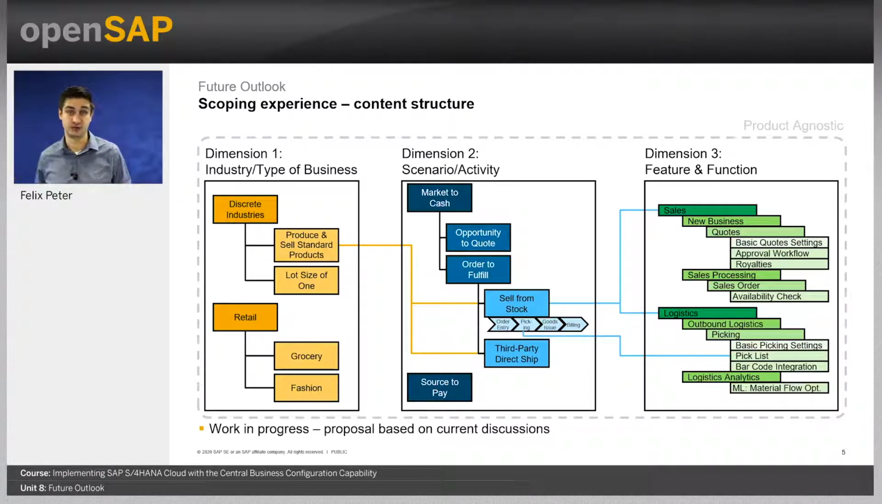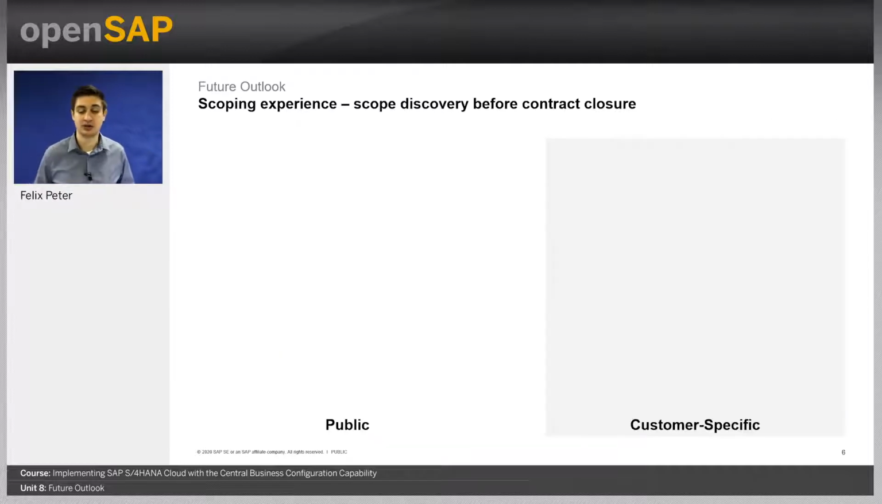So also here, we again have a pre-selection from our business scenario point of view down to the feature and function view. So with that content structure, what we will be able to do is really helping customers from the selection of the industry down to a level of features and functions so that they get a comprehensive overview about our offerings. So how does that map into our scoping experience?